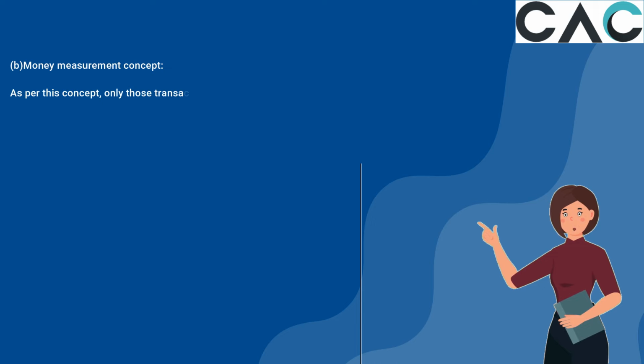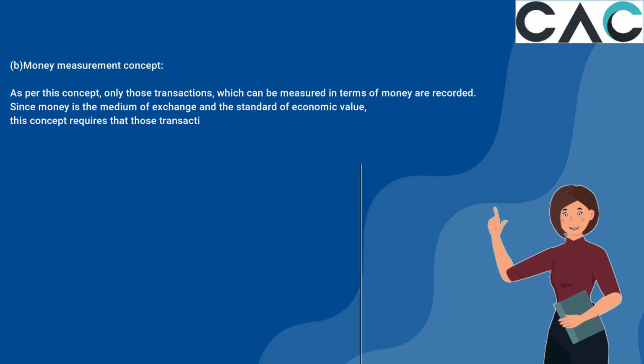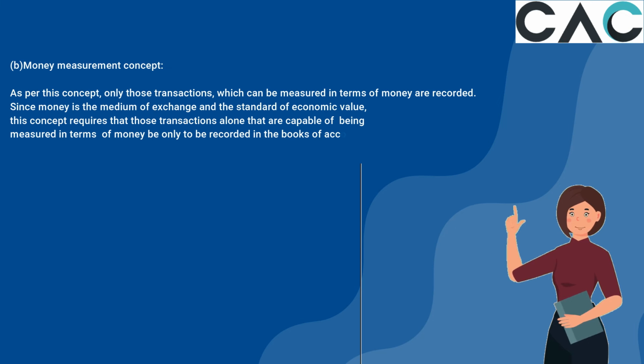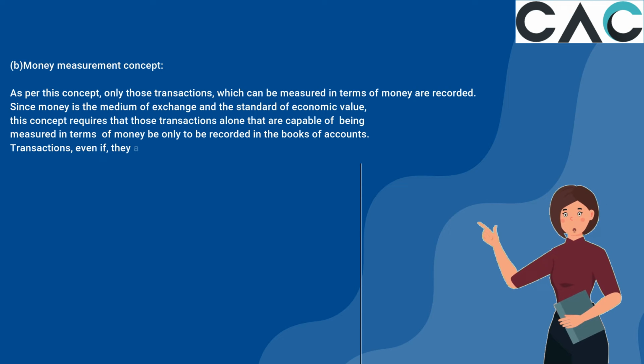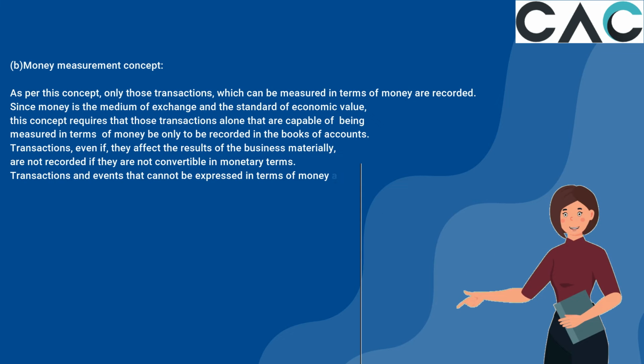B. Money measurement concept. As per this concept, only those transactions which can be measured in terms of money are recorded. Since money is the medium of exchange and the standard of economic value, this concept requires that only those transactions that are capable of being measured in terms of money be recorded in the books of accounts. Transactions, even if they affect the results of the business materially, are not recorded if they are not convertible into monetary terms.